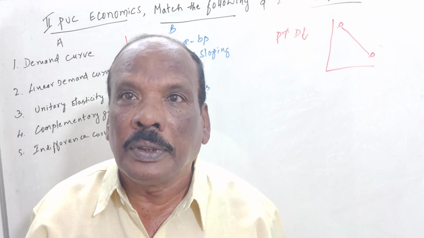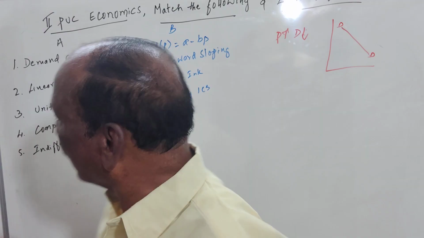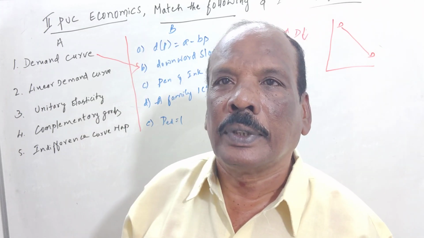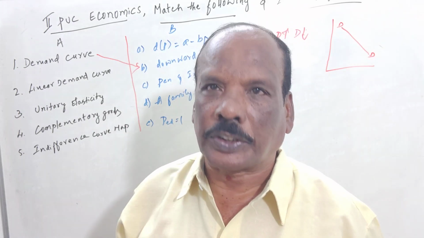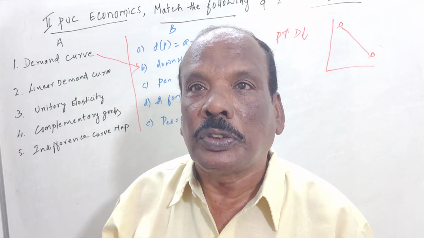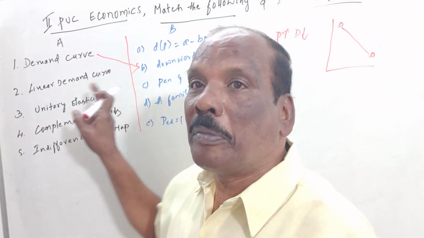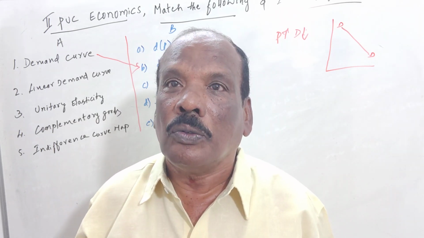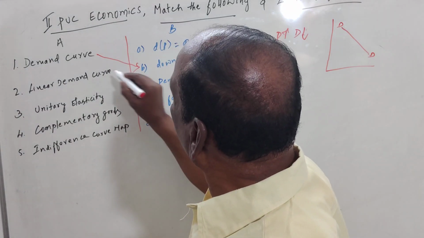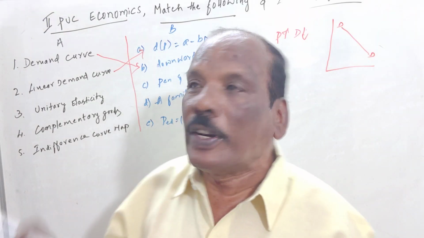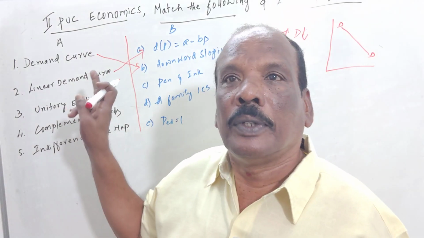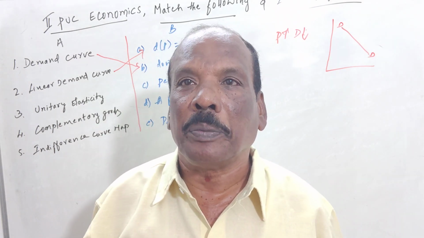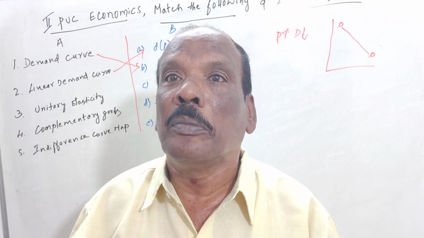So how is the demand curve? The demand curve is downward sloping. Got it? And there is one equation which tells you about the law of demand: the linear, downward sloping demand curve. What is the equation of it? Demand is a function of price: D = A minus BP. That is the equation of the linear demand curve.